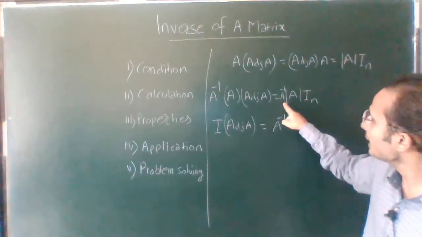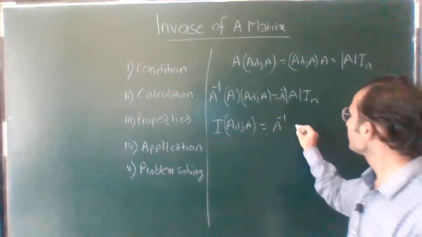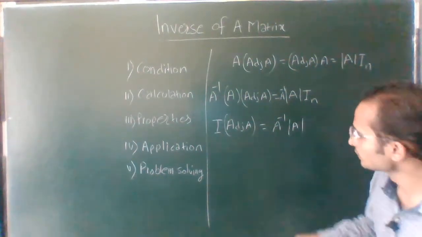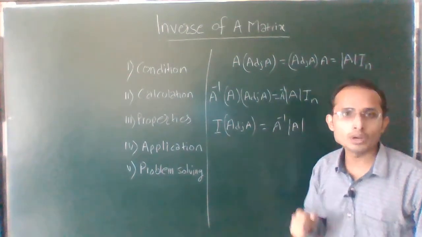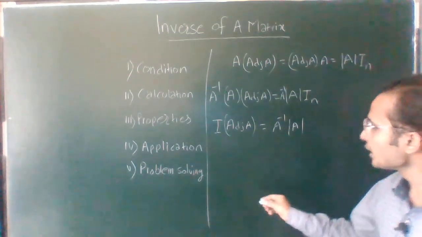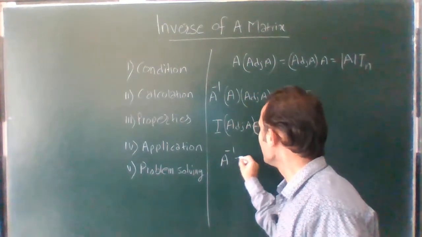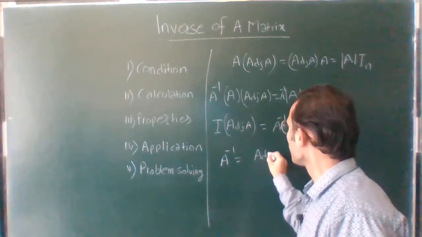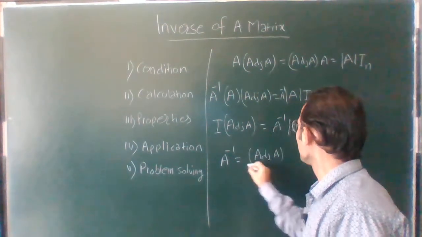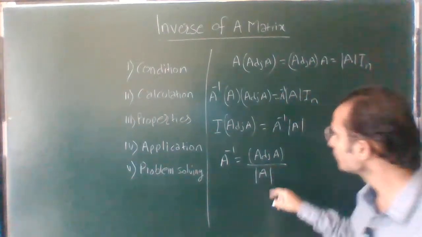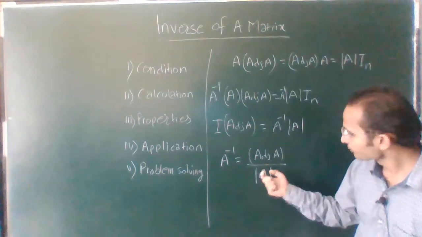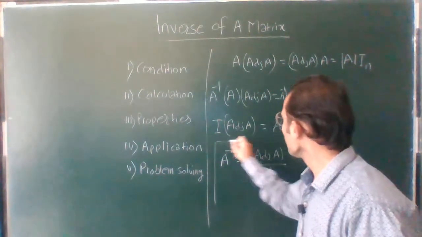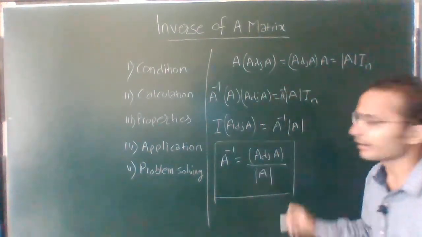So here it will be A inverse into I, which will be A inverse, and it will be the determinant of... Similarly, it will be the adjoint of the product of these two matrices. So here you can write this as adjoint of A upon determinant of A. So this is the formula for calculating the inverse of the matrix.